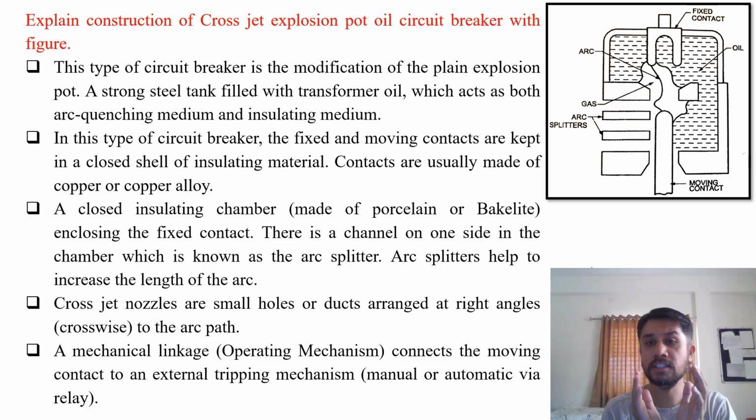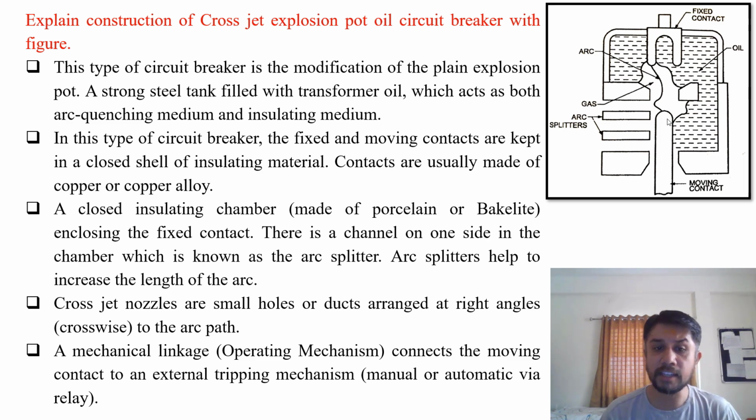This construction is similar to the plain explosion pot type construction, but now the modification is with the arc chamber, a closed insulating chamber made up of porcelain or bakelite, enclosing the fixed contact. There is a channel on one side of the chamber which is known as the arc splitters. Arc splitters help to increase the length of the arc. Cross-jet nozzles are small holes or ducts arranged at a right angle, 90 degrees to this, that is crosswise to the arc path.